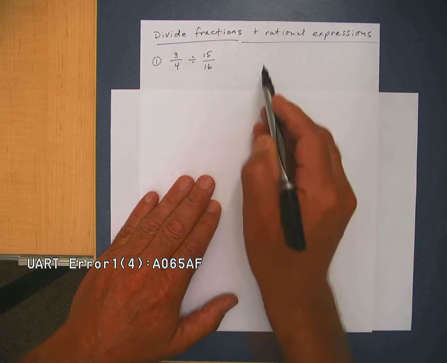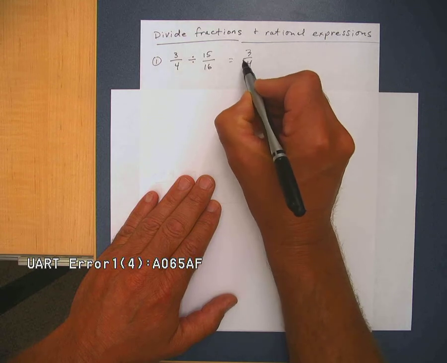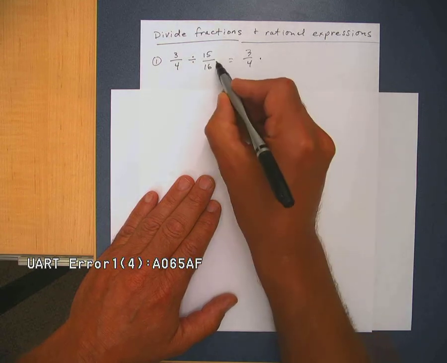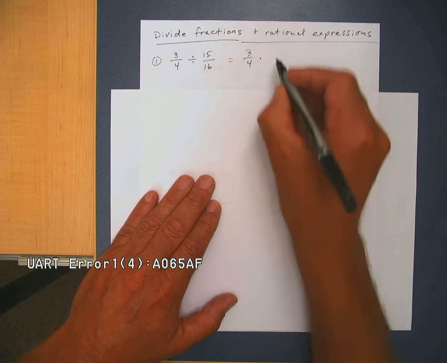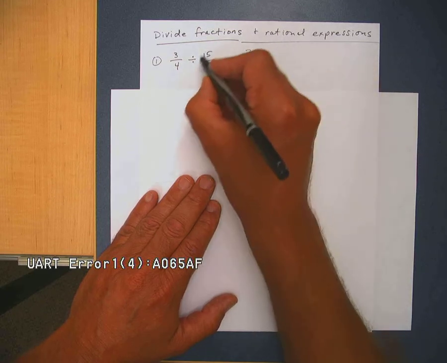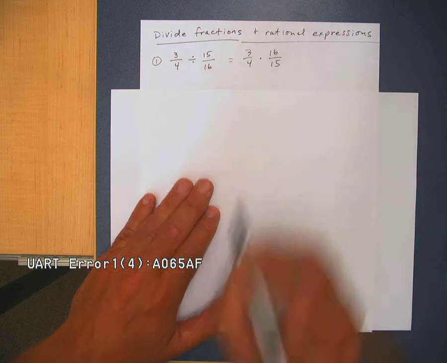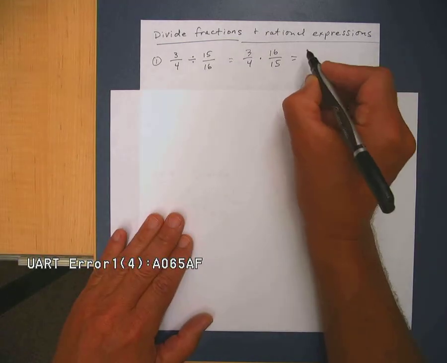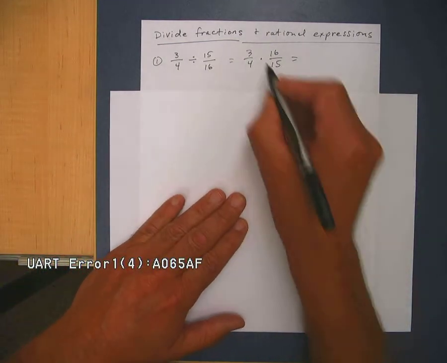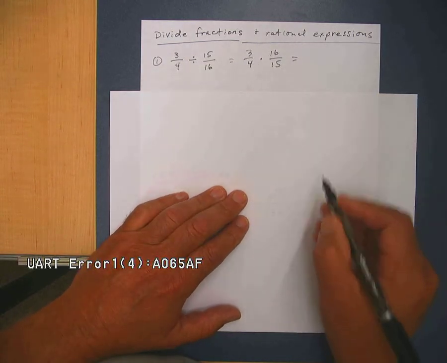dividing into this one. So I could rewrite this as 3/4 times, change it to a multiplication, the reciprocal of this number. And so that will be, the reciprocal of 15/16 is 16 over 15. So change it to a multiplication. Now let's do what we did before with the factors, and let's find all the prime factors here and then see if we can divide some out.